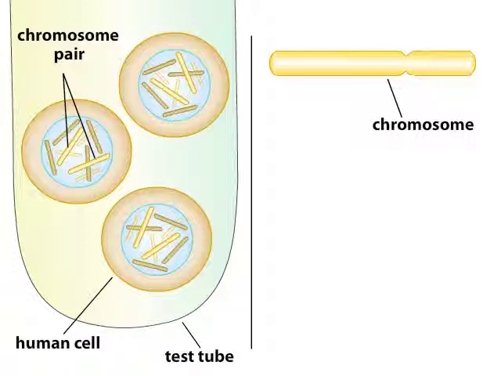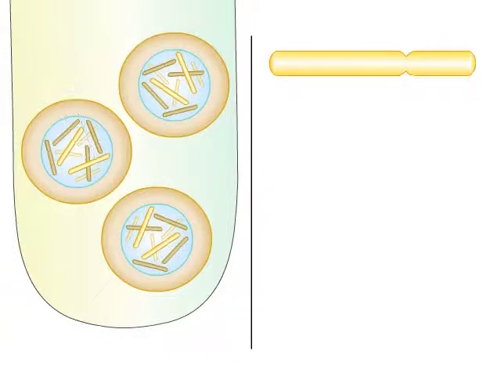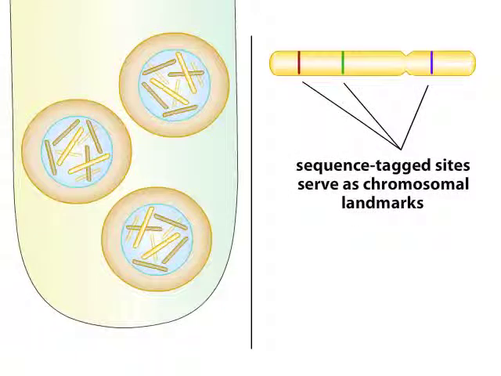Chromosomes have a series of unique DNA sequences called sequence-tagged sites that are already known to researchers. These sequence-tagged sites serve as chromosomal landmarks during later stages of the hierarchical method.